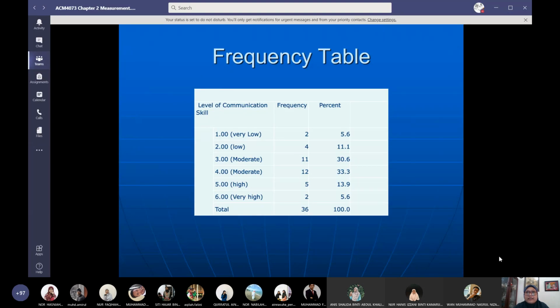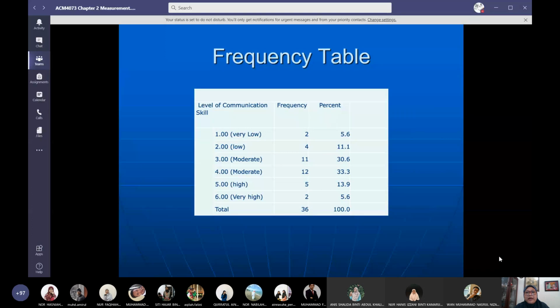Three levels: highest, most effective, moderate, and less effective or less skills. So three levels. When you have a level of communication skill, you must know how many items measure communication skills. When you do a survey, you usually have items measuring a certain variable. In this example, communication skills, let's say you have 10 items measuring communication skills. So what do we do here?